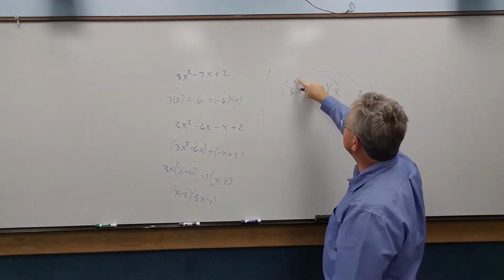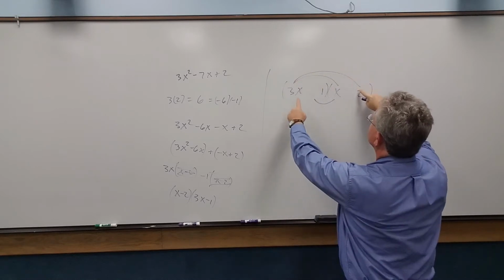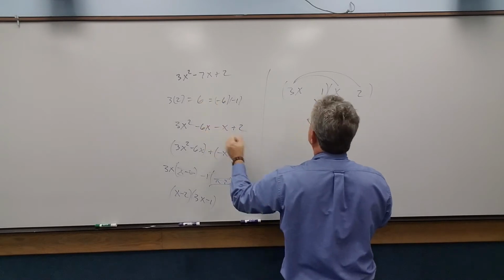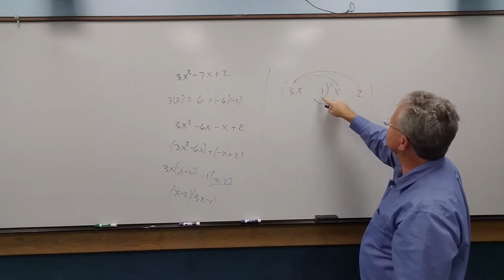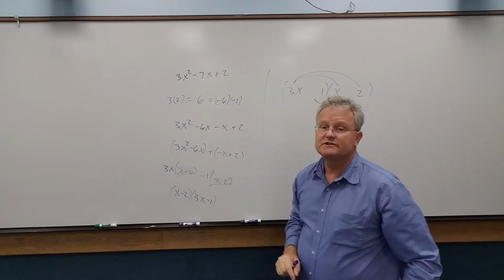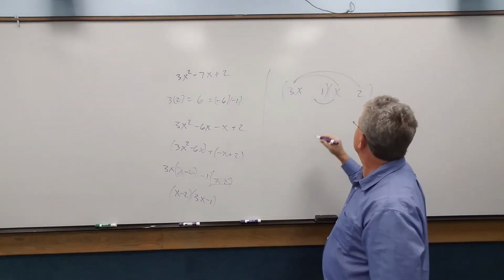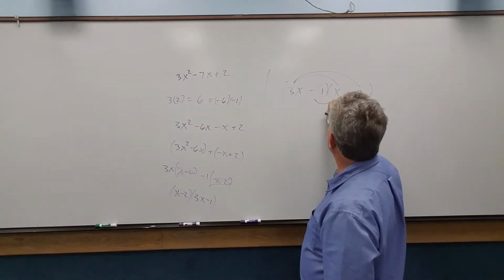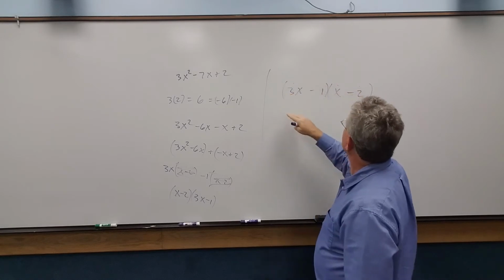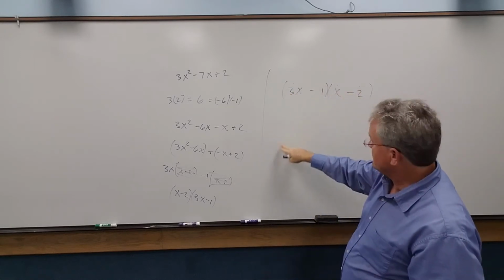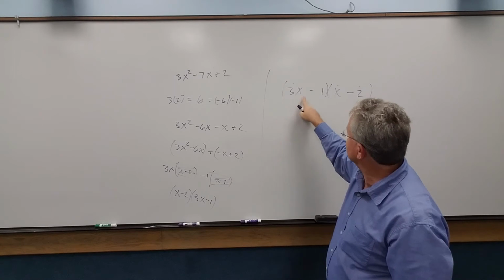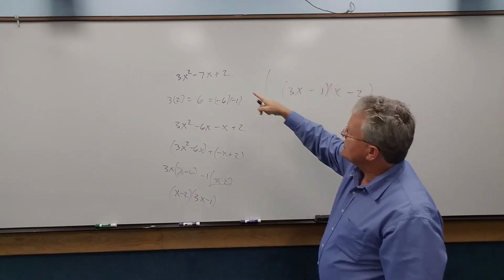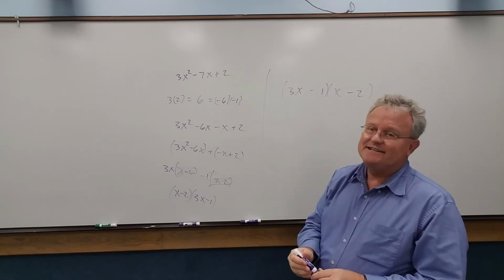Now, again, when we multiply this, these two multiply plus these two give us our middle number. Is there any way 6x and 1x can give us a negative 7x? Yeah. Negative 6x and negative 1x. So now this is the correct factored form. Notice it's the same as this: 3x minus 1 times x minus 2. All right? You could multiply it out and check, but that's the idea of trial and error.